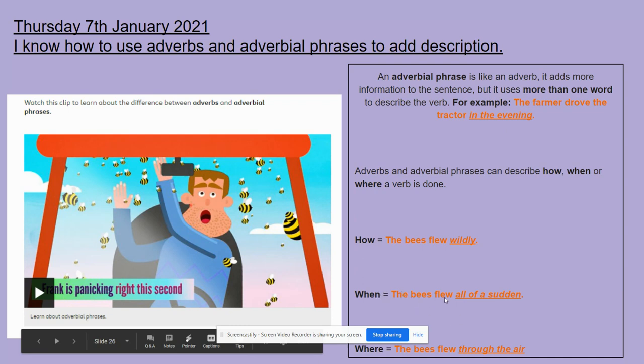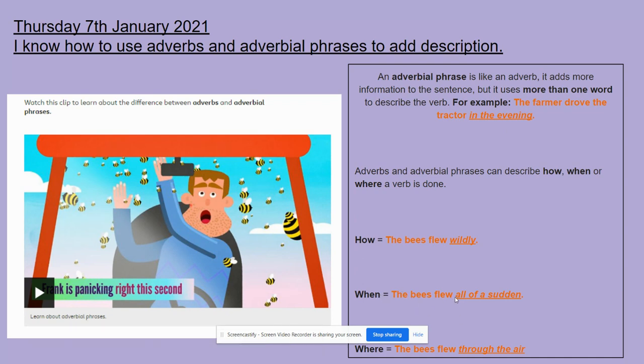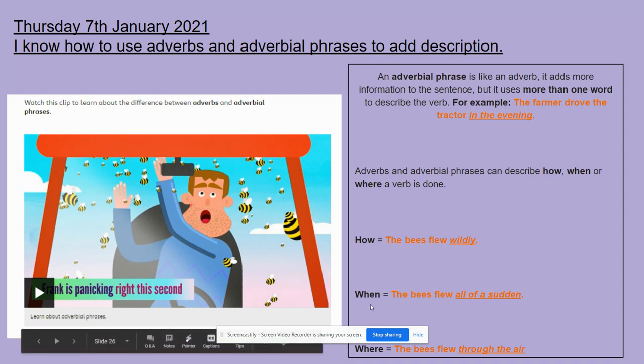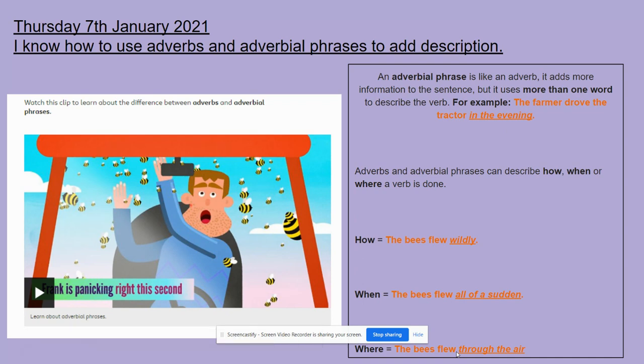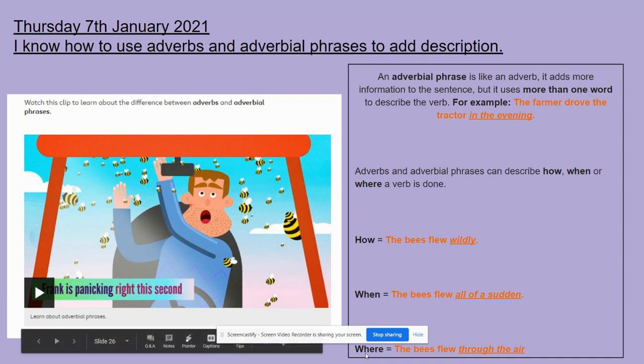So again, I could have had the bees flew with a full stop. Totally fine. Could have been a simple sentence all by itself. But I want to describe when. So the bees flew all of a sudden. There's the adverbial. I could also have put where the bees flew. So I could have had the bees flew, full stop, totally fine. But I think I'll include an adverbial, a group of words to describe where they flew. So the bees flew through the air. And all of these are examples of adverbials. I beg your pardon, I should have put a full stop there and I've missed one out. I'm very sorry. If you managed to spot that, well done you.